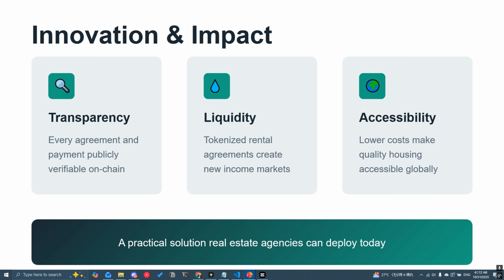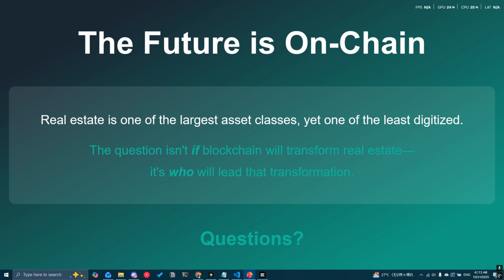So this isn't just a technical exercise, it's a practical solution that a real estate agency like Junot could deploy today to serve their clients better. Real estate is one of the largest asset classes in the world, yet it's one of the least digitalized. RentChain demonstrates how blockchain, specifically Solana, can bring transparency, efficiency, and trust to an industry that desperately needs it.